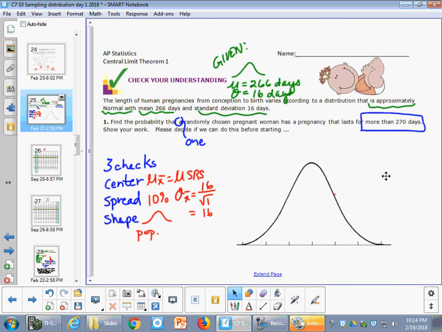So now I can do this problem. And what I would like you to do is always put a capital N(266, 16). That comes right from the given information, and that is always going to help you know what to put in the middle and how to find the standard deviation. So let's put our z-scale down first.